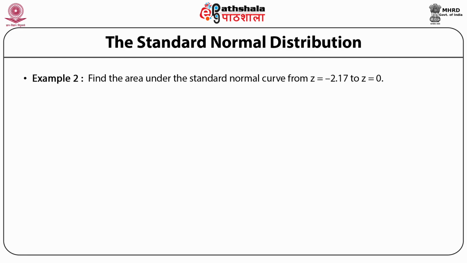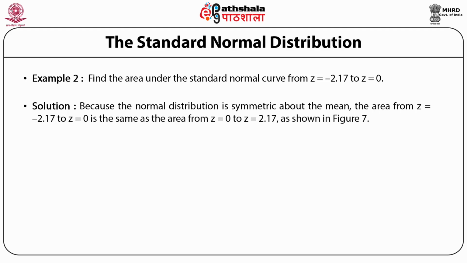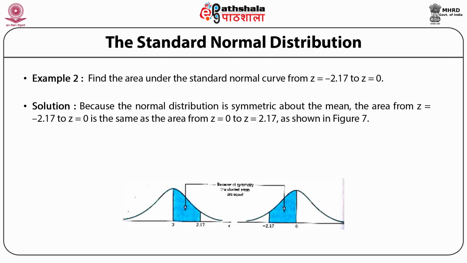Example 2. Find the area under the standard normal curve from z equals minus 2.17 to z equals 0. Because the normal distribution is symmetric about the mean, the area from z equals minus 2.17 to z equals 0 is the same as the area from z equals 0 to z equals 2.17. As shown in the figure, it is clear from the figure also.